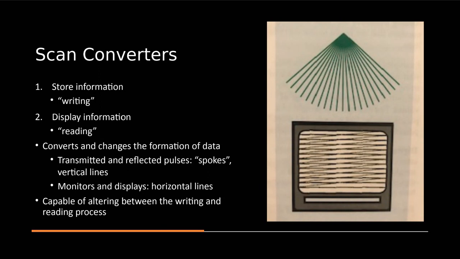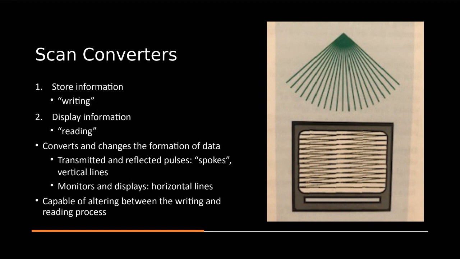So scan converters are actually part of our manufactured system. So it helps us to convert and change the formation of that data, right? We need that information to be able to change in order for us to process how we want it and in order for us to be able to display it how we want it. So we have these transmitted and reflected pulses. These are known as spokes to our scan converter, and they're going to represent vertical lines.